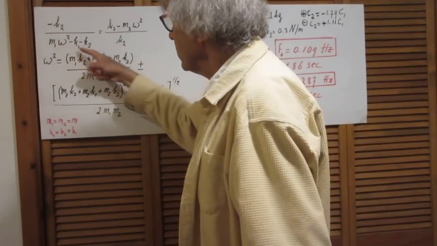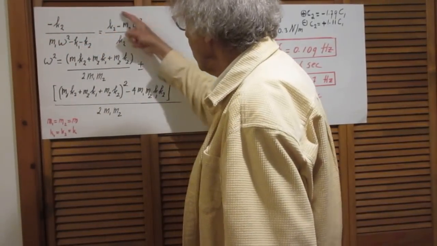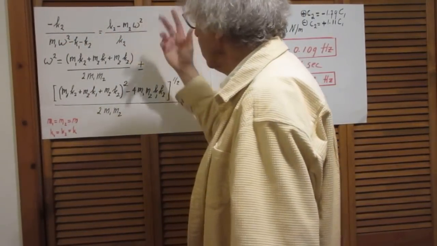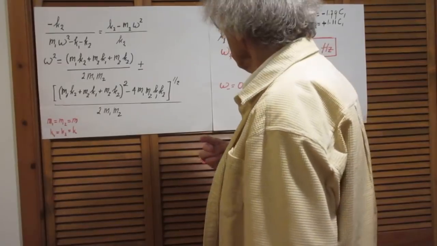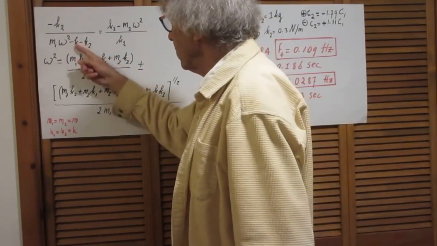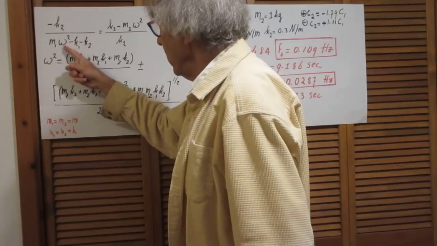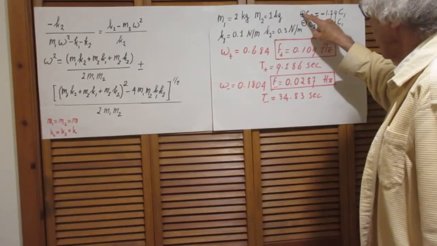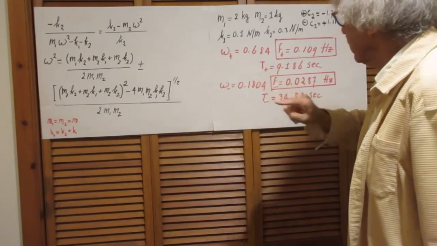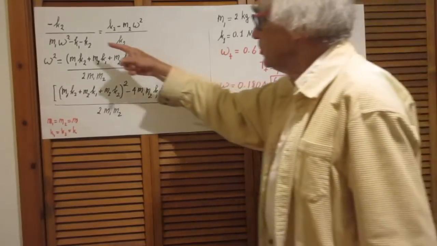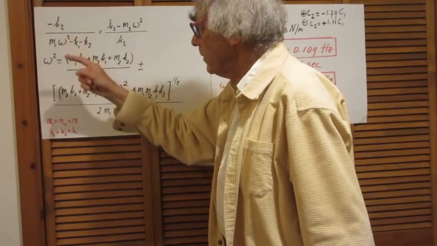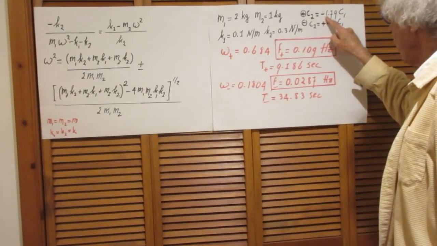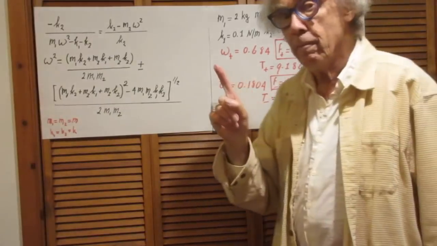Remember, this was C1 over C2, and this was C1 over C2. So I'll just pick this one. If I picked this one, I would have found the same result. I know what K1 and K2 are, I know what M1 is. If I take omega in the plus mode, and the plus mode means the highest frequency, and I substitute that omega in here, I have to square it, then I find that C2 is minus 1.79 times C1.